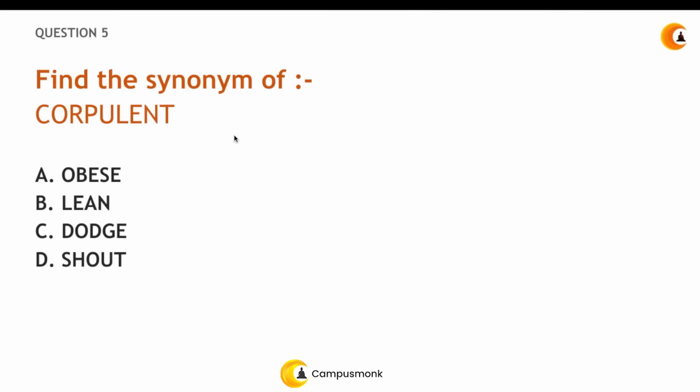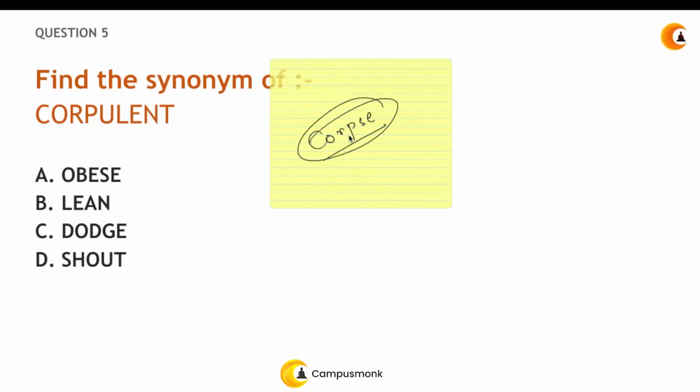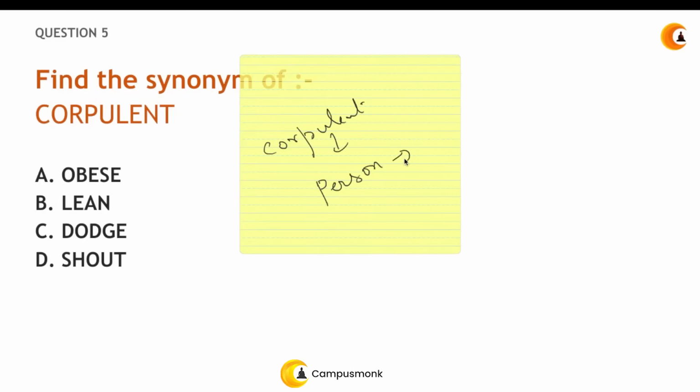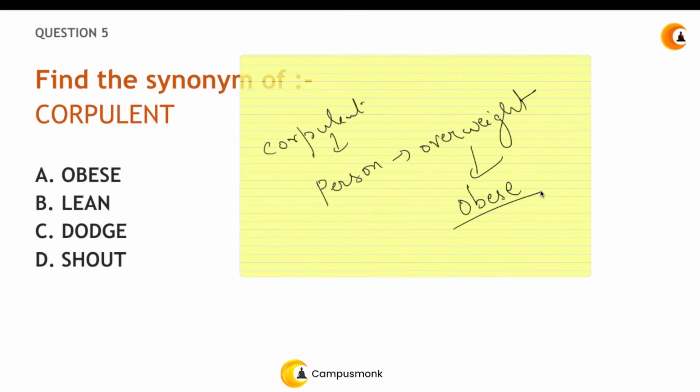Okay. So what does this word corpulent mean? It's nothing to do with the word corpse. Okay? Nothing to do with this word. So forget it. So corpulent basically refers to a person who is overweight. That means he is obese. Okay? So your answer is option number A.